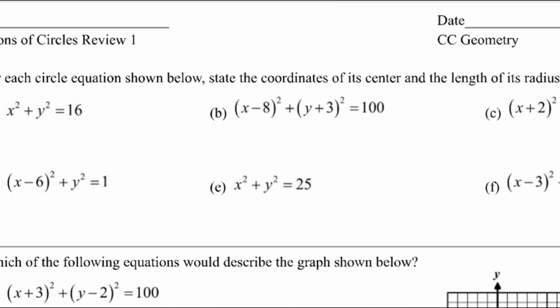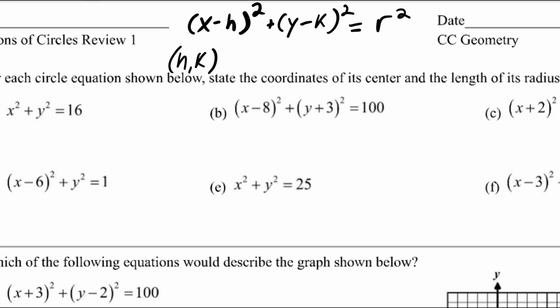Recall that the standard form of a circle in the coordinate plane looks something like this. (x − h)² + (y − k)² = r². And h, k represent the coordinates of the center, and r represents the length of my radius.